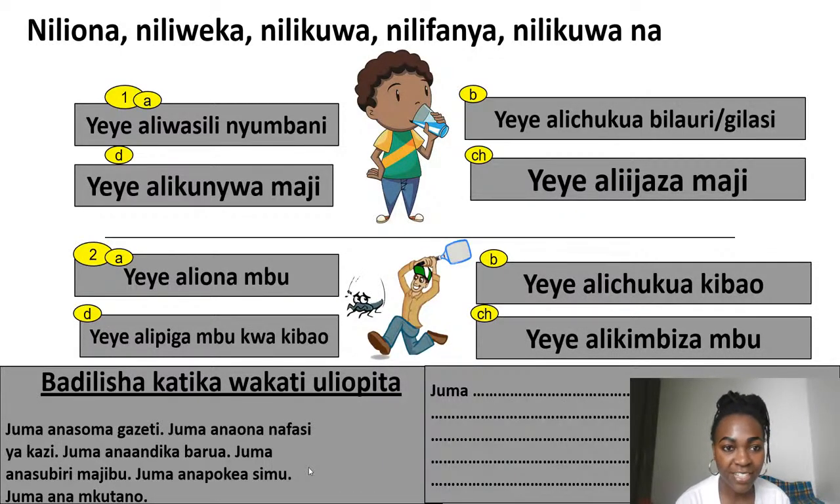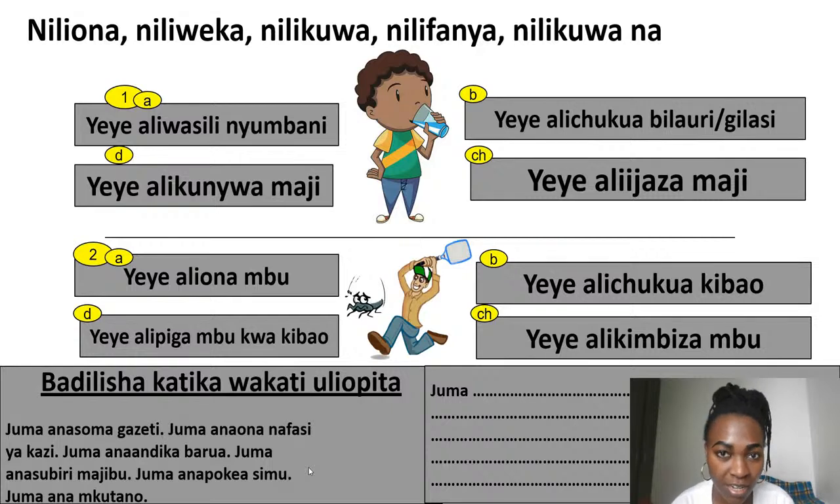So 1A, we have yeye aliwasili nyumbani. So it's a sequence of a story. Yeye aliwasili nyumbani. Yeye alichukua bilauri au glasi. Yeye alijaza maji. Yeye alikunywa maji. For the intermediate student, I believe you can understand all this part, but I'll roughly translate. So yeye aliwasili nyumbani. He arrived at home. Yeye alichukua bilauri. He took a glass. Yeye alijaza maji. He filled the glass with water. Yeye alikunywa maji.